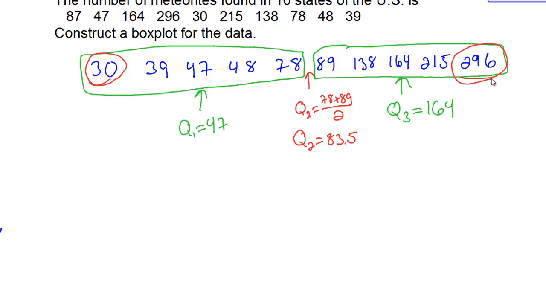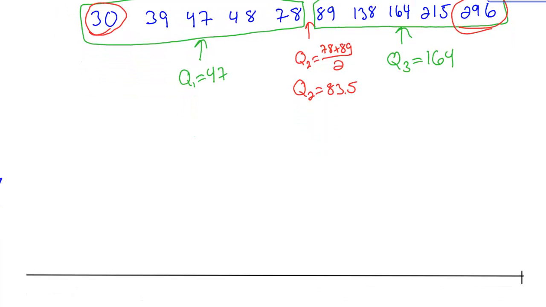I'll be using the numbers 30, 47, 83.5, 164, and 296. Now what I would like to do is I'm going to come down here. I already have a horizontal line drawn just like a number line.